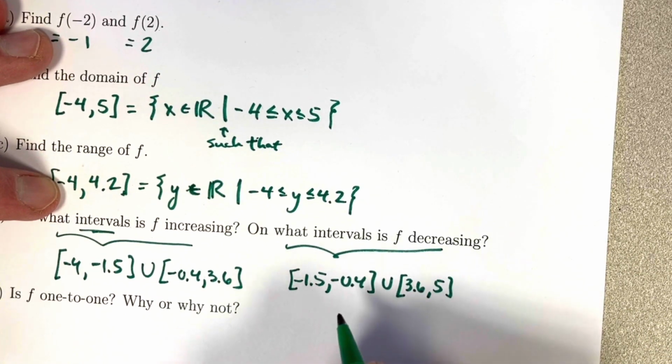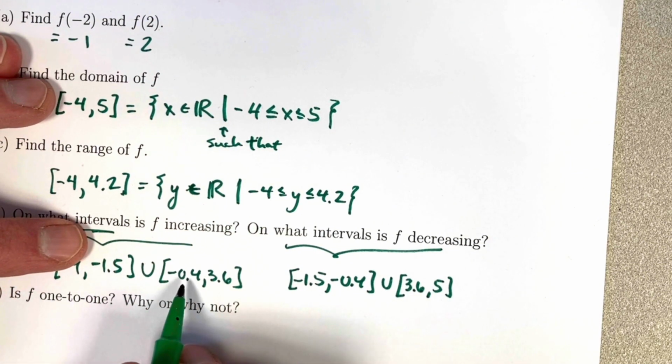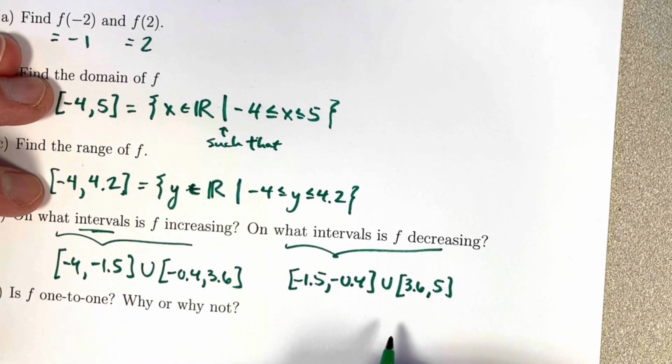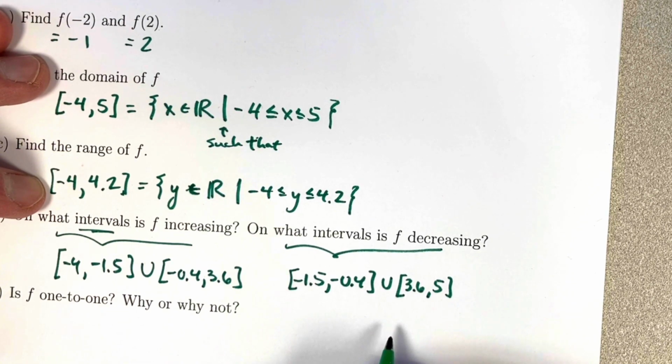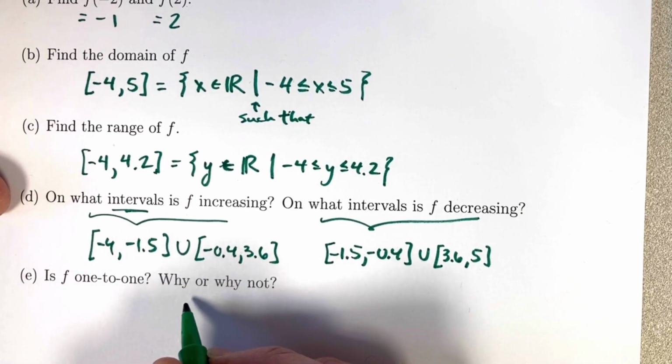Is it a problem that these boundary points, the negative 1.5 for example, and the negative 0.4 and the 3.6, go in both sets since I'm using closed interval notation? It's actually not a problem. Effectively, because at the boundary you are changing from one to the other. It's okay. The final question says, is f 1 to 1, why or why not?